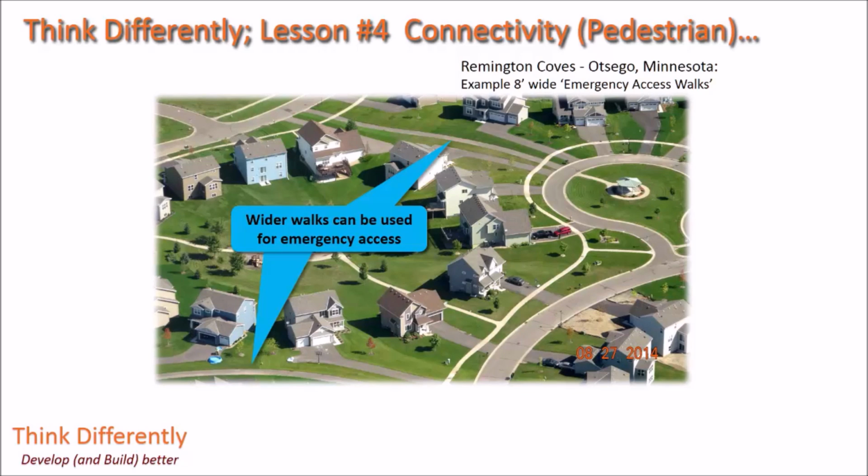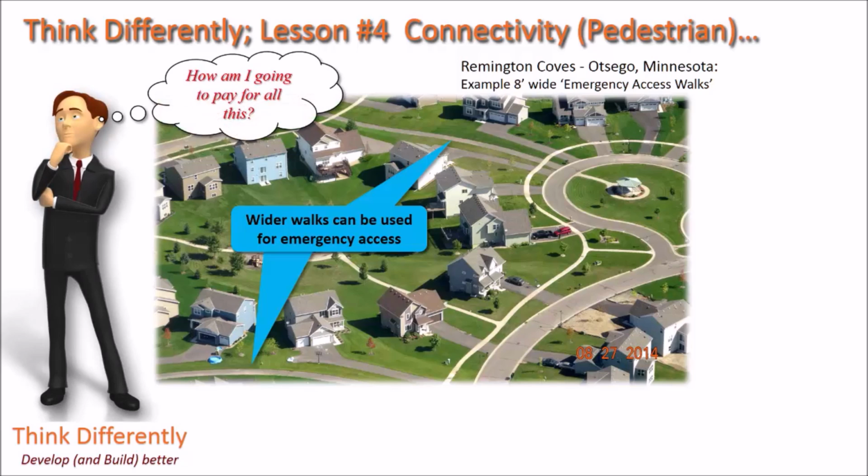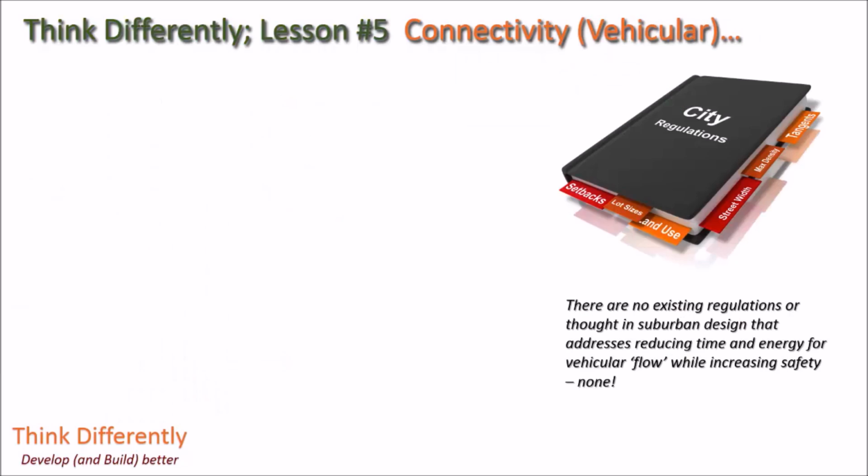Wider walks even can be used for emergency vehicles. So a lot of streets are built for emergency vehicle circulation. Why build streets if a walk will do, and if you don't need the street? So the question is how the developer is going to pay for all of this, and that will be answered as these lessons go on.